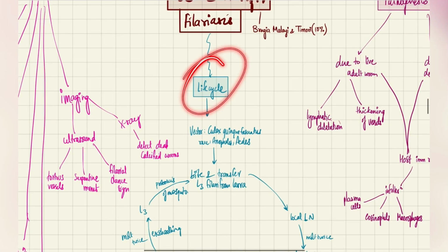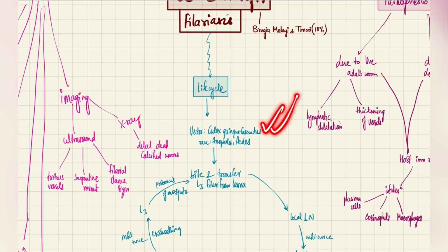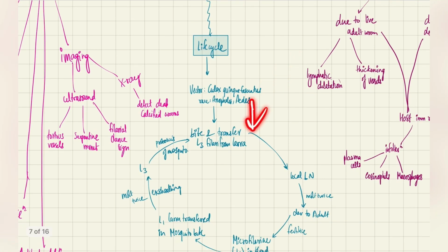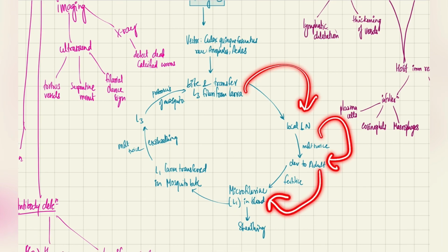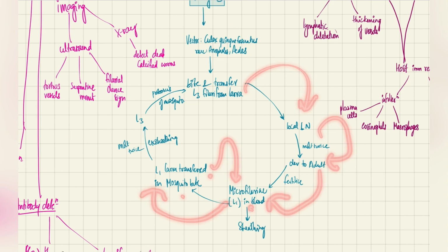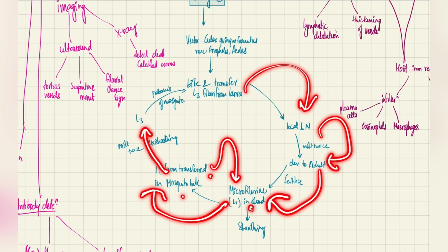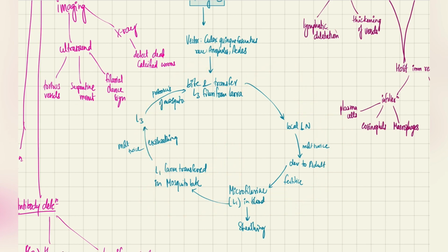So life cycle, because of Culex quinquefasciatus. Okay, there is transfer of L3 filariform larvae in the human. Then lymph nodes, molt twice to adult, fertilized to form microfilaria, sheathing occurs. Then transferred back if the mosquito bites again, and then molt twice to form the L3 larvae, and then goes in the proboscis of the mosquito to infect human again.